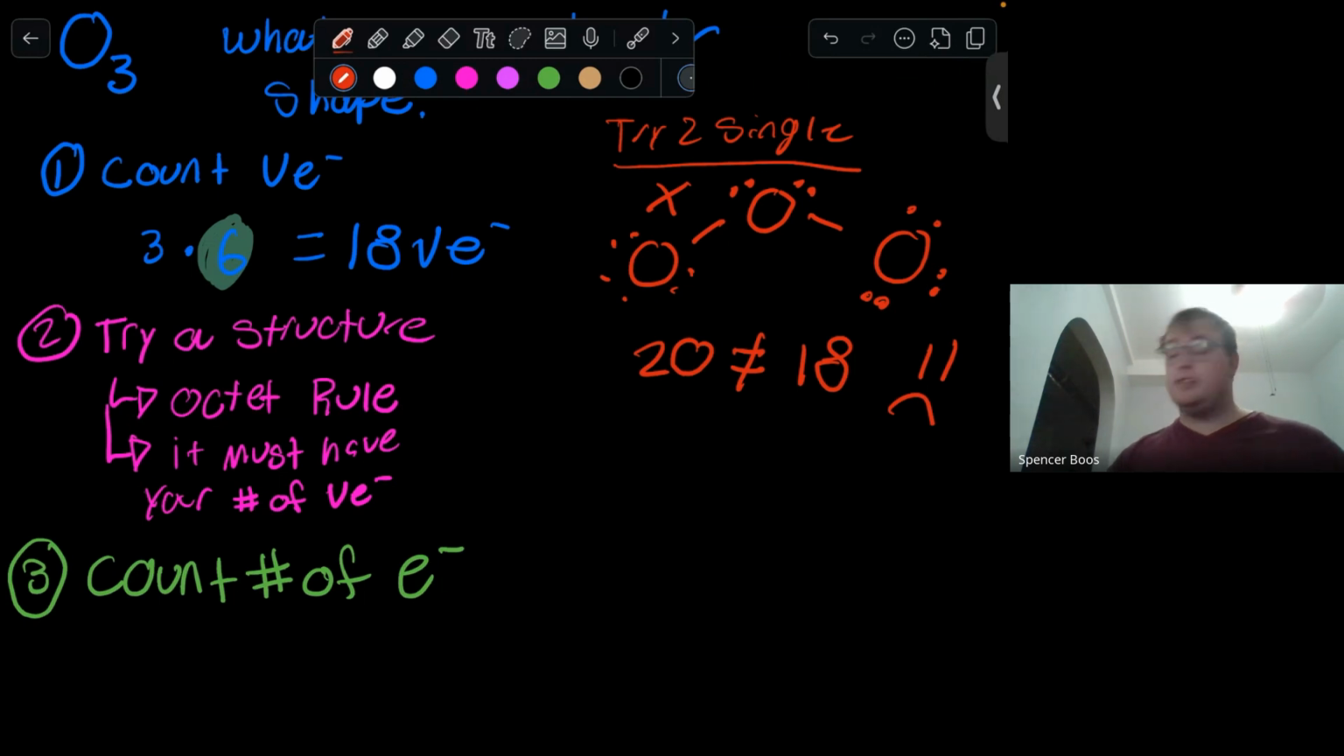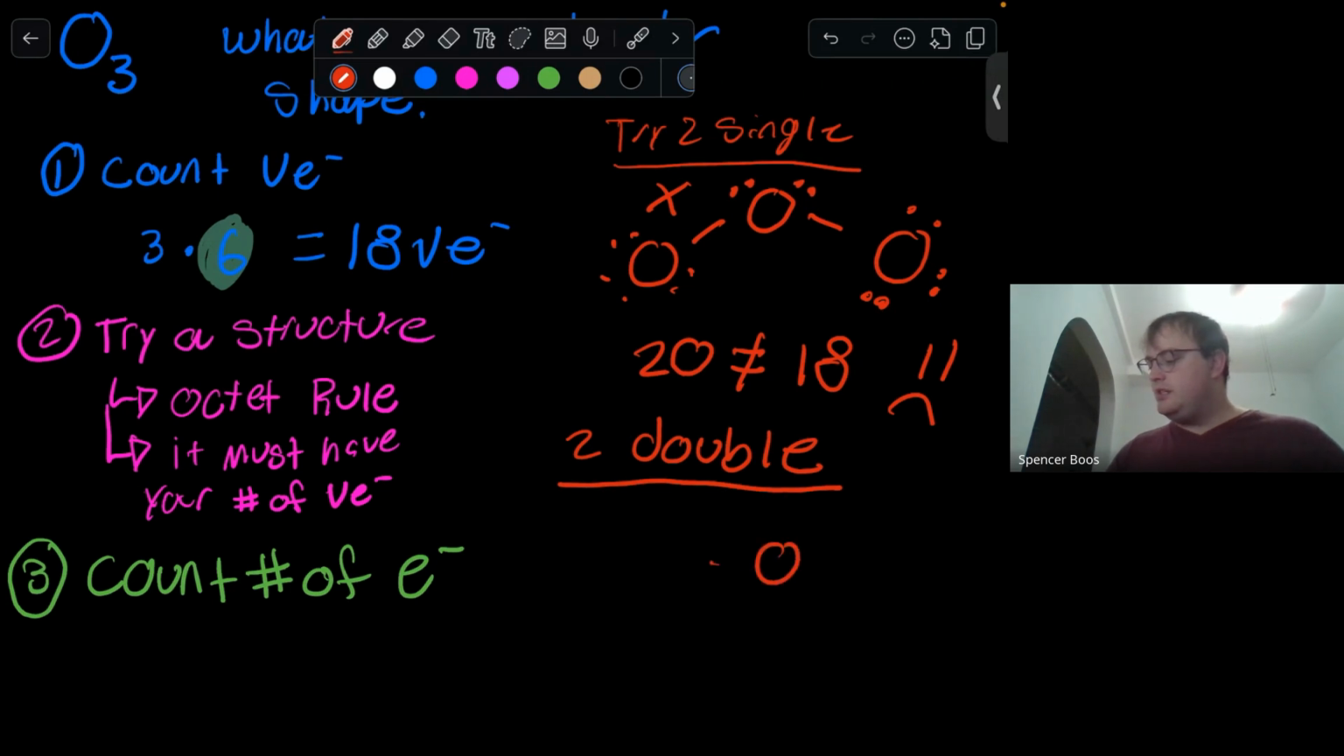Let's try a different style. Let's try 2 double. All right, so that means that it looks something like this. Start with the oxygen on the left. How many more valence electrons does it need to be stable? Take a second. Think about it on your own.